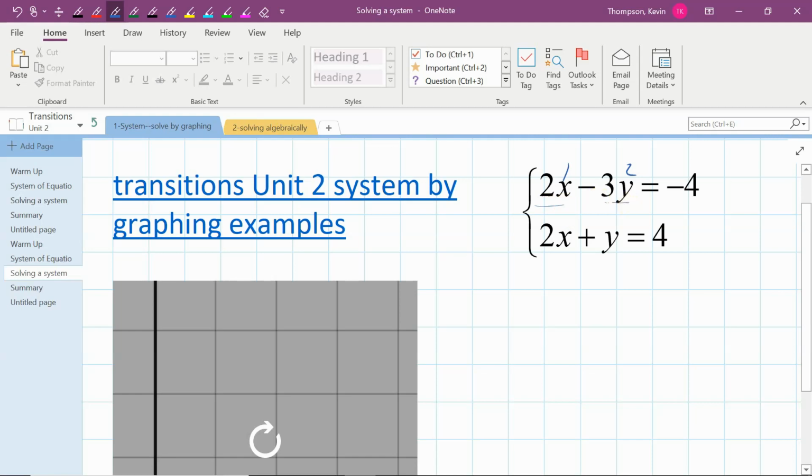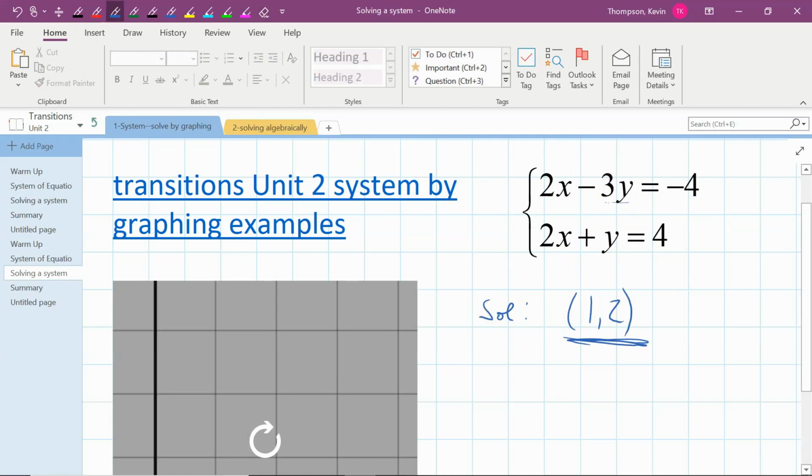2 minus 6. 2 minus 6 is negative 4. X is 1, 2, 2 plus 2, it is. So we have found a solution to the system. So we can say the solution is the point 1, 2. So solutions to systems should look like points.